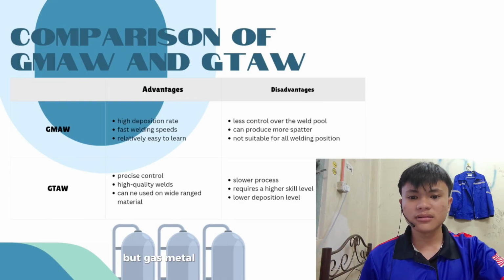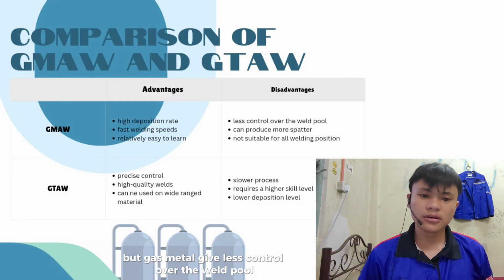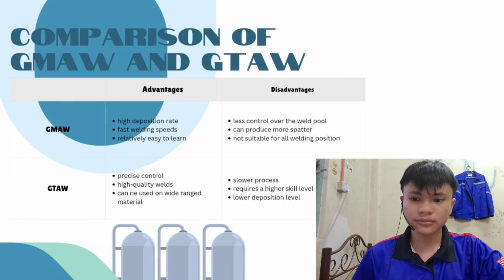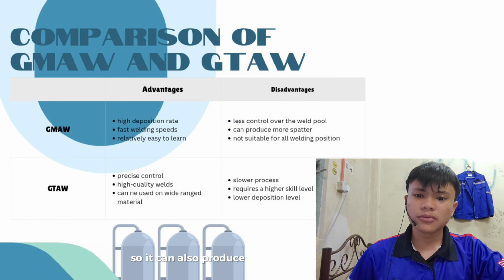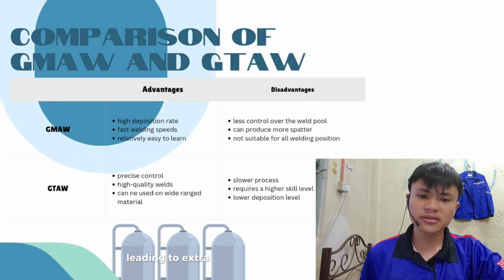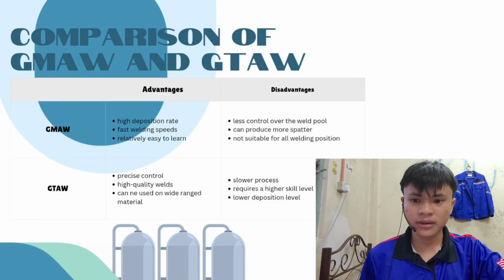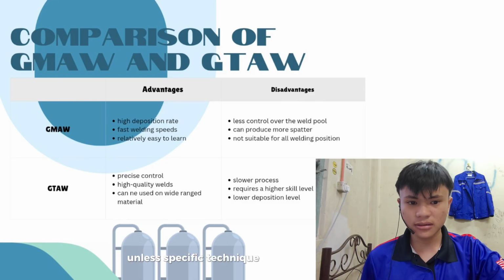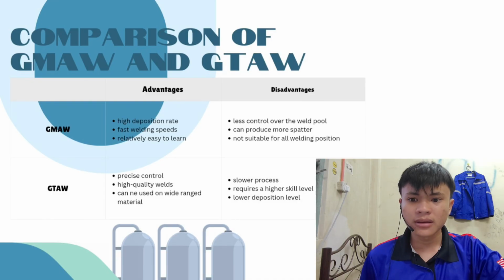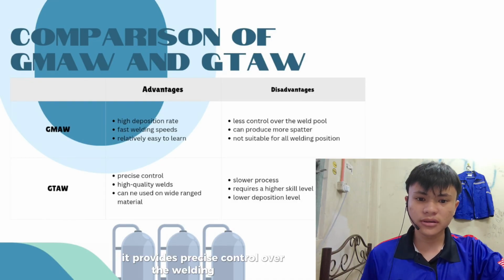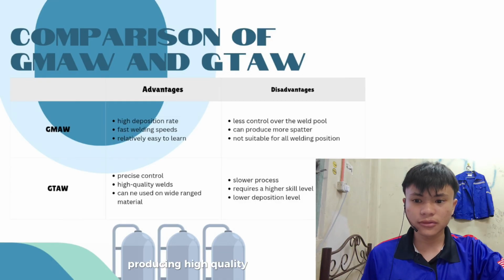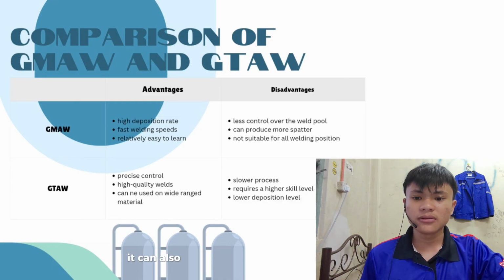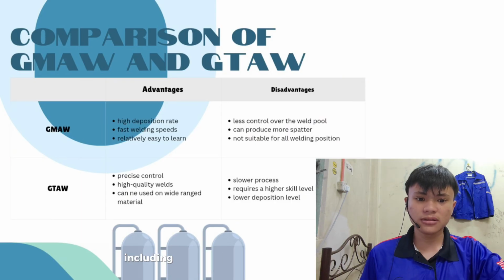But gas metal gives less control over the weld pool, which can affect the weld quality. It can also produce more spatter, leading to extra cleaning and finishing work. And it's not suitable for all welding positions unless specific techniques are applied. While gas tungsten arc welding provides precise control over the welding process, producing high quality welds. It can also be used on a wide range of materials including thin metals and non-ferrous alloys.